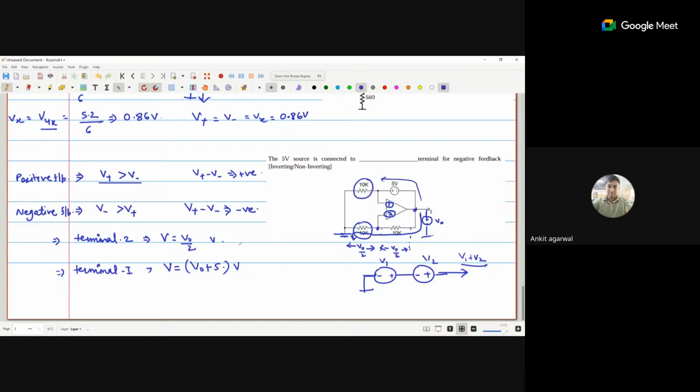Okay, so terminal 2 voltage is V0 by 2. Terminal 1 voltage is V0 plus 5. Which voltage is higher? Terminal 1. Okay, so V1 is greater than V2. So if we have to maintain negative feedback, the condition is that the negative terminal voltage is greater than the positive terminal voltage. Which one is higher? V1 is higher. So this is the negative terminal, and this is the positive terminal.